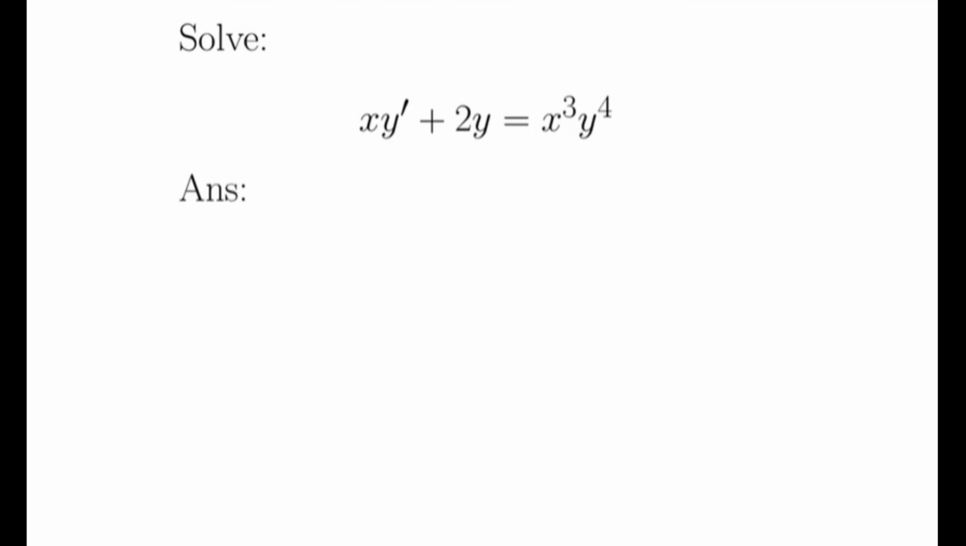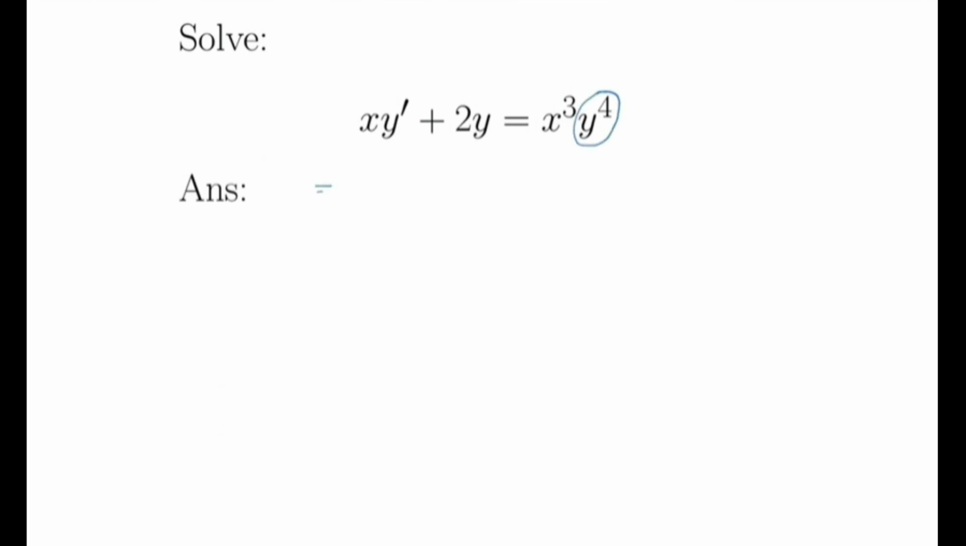In this video, we'll solve the following differential equation: x y prime plus 2y is equal to x cubed y to the power 4. Note that this is the Bernoulli differential equation because of this extra term y to the power 4. Then how to solve this Bernoulli equation? We'll divide both sides by this extra term y to the 4.